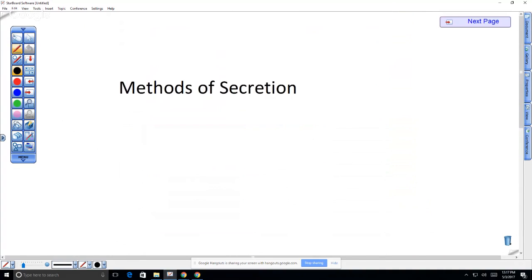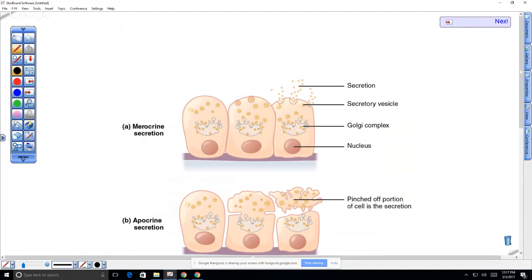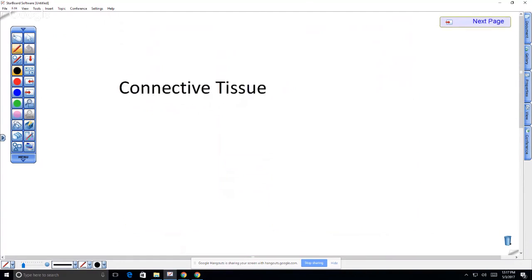Okay. I talked about methods of secretion there, sorry. Okay, so that was epithelial tissue. Remember that glands are a type of epithelial tissue. The next type of tissue we're going to talk about is connective tissue. Connective tissue is characterized by cells within a matrix.